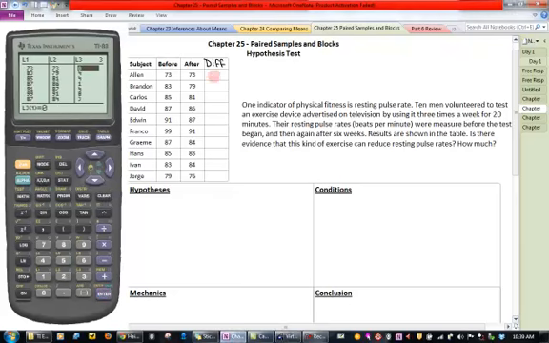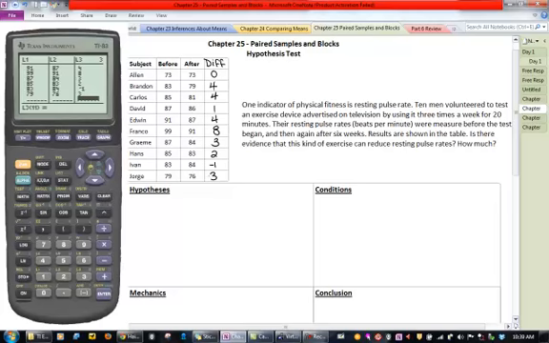I'm going to enter those differences into my table. You should too. Okay, scroll down. I suppose I could have just subtracted this myself. Okay, all right. So now that we have all of our differences, let's think about what our hypotheses are.